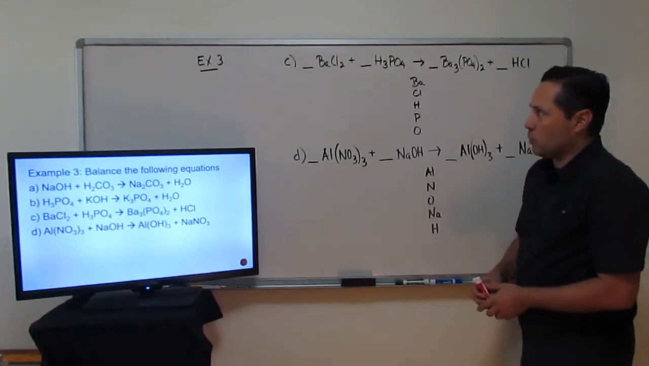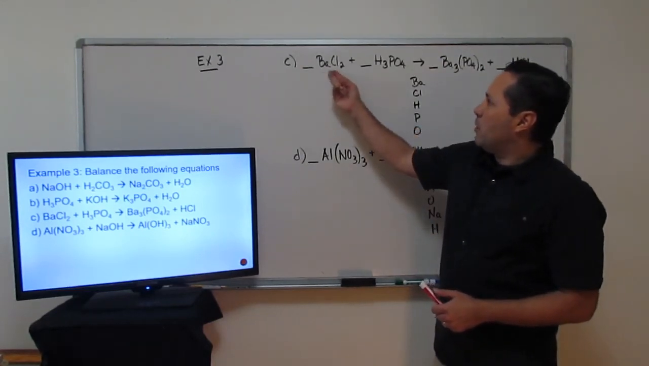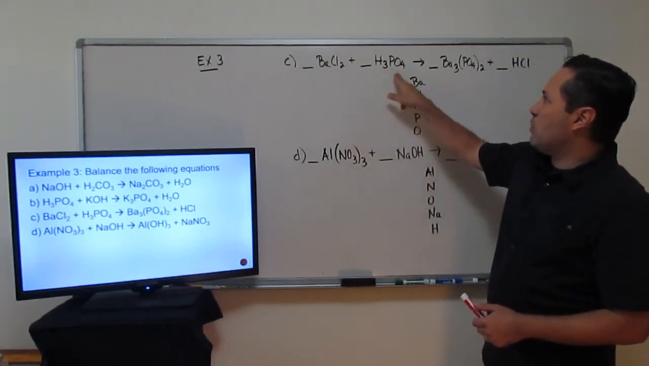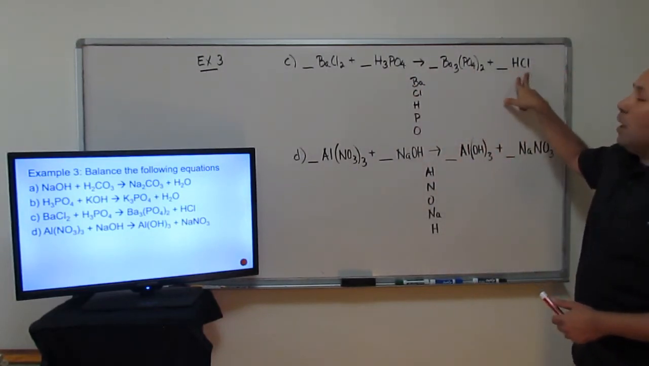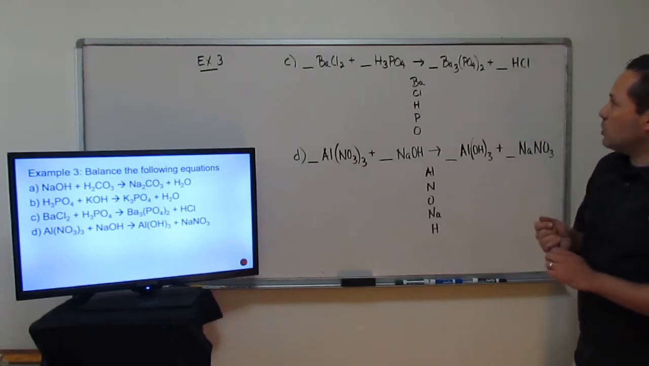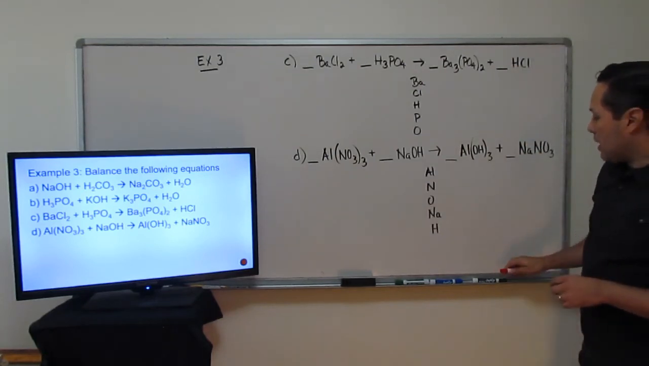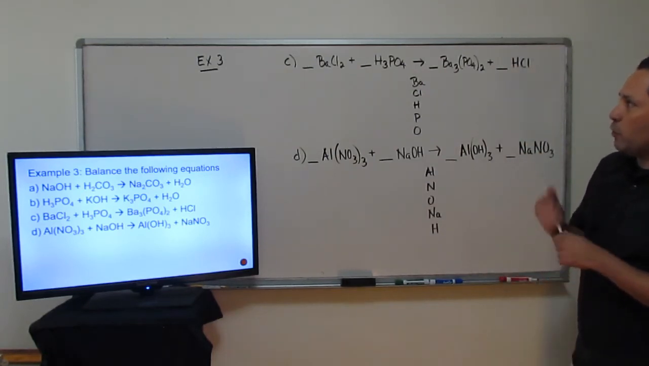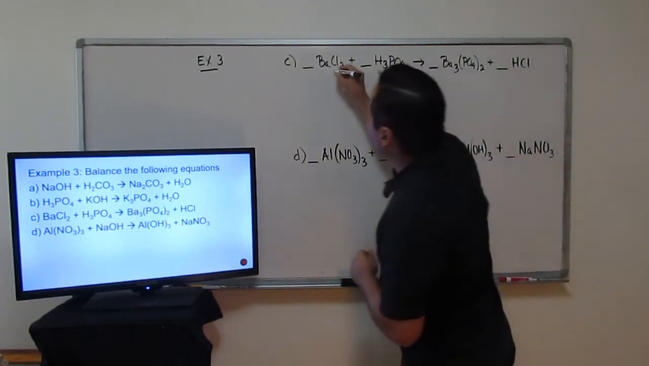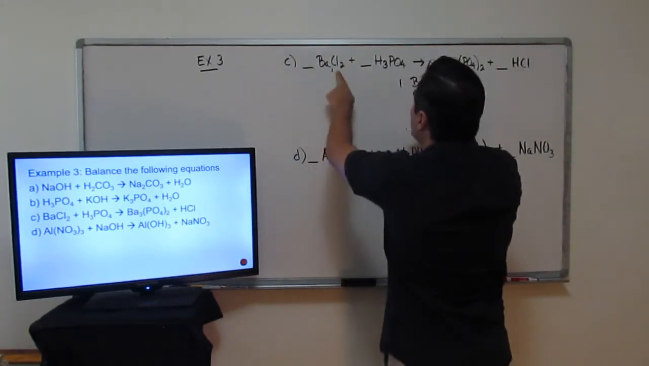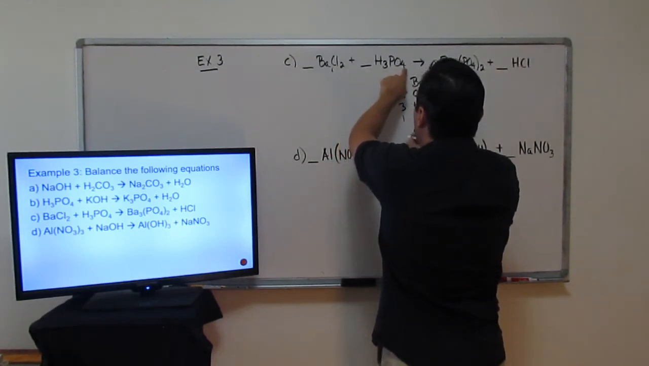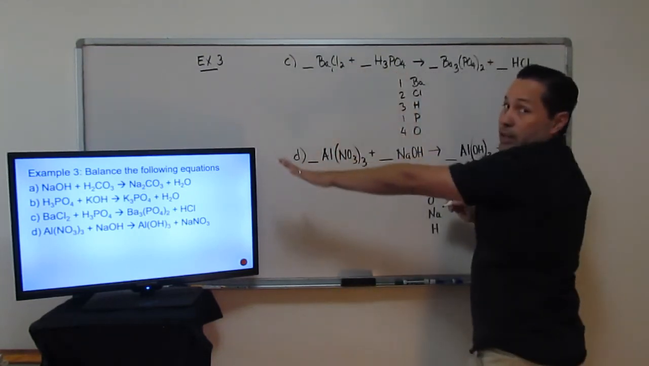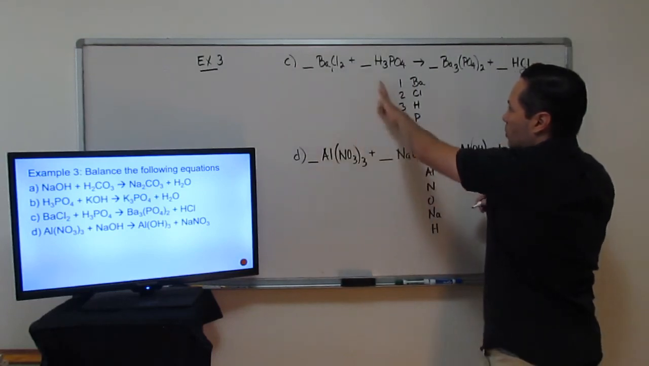For our first reaction, we have barium chloride reacting with hydrogen phosphate, and that will yield barium phosphate plus hydrogen chloride. So let's go ahead and take a look at counting. How many of each do we have so far? So Ba, we have 1. Cl, we got 2. H, there's 3 of them. P, 1. And O, there's 4. That's for the left side, which is the reactant side. I put them on the left side.